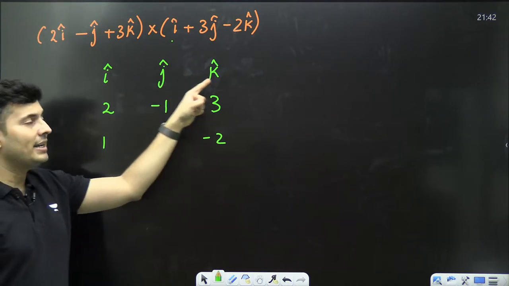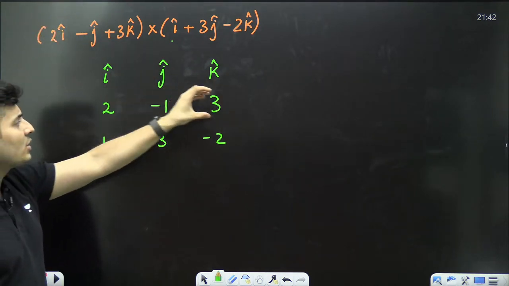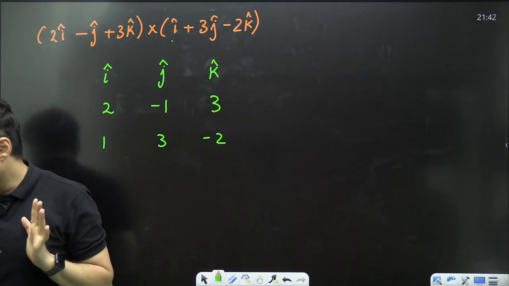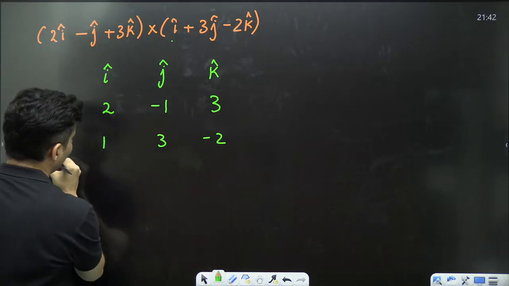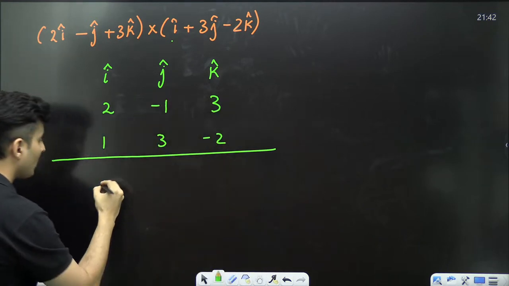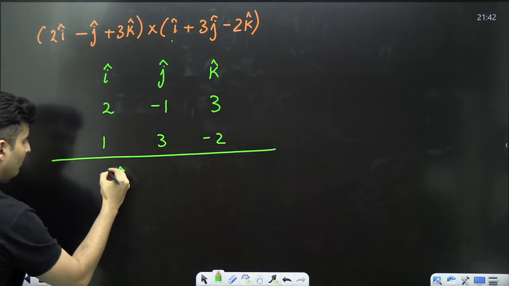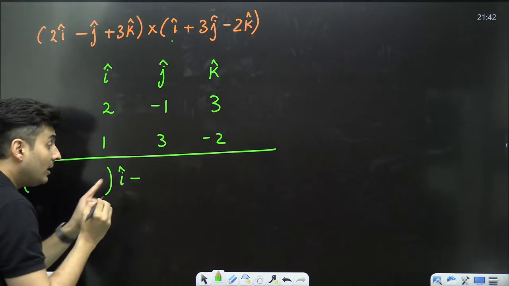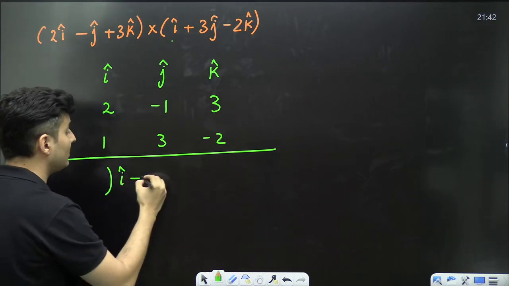So first put I, J, K, then put each vector's components in order. Very good. Determinant method. Now what you will do: put I cap and put brackets. Then definitely put a minus sign. Don't miss this minus sign.